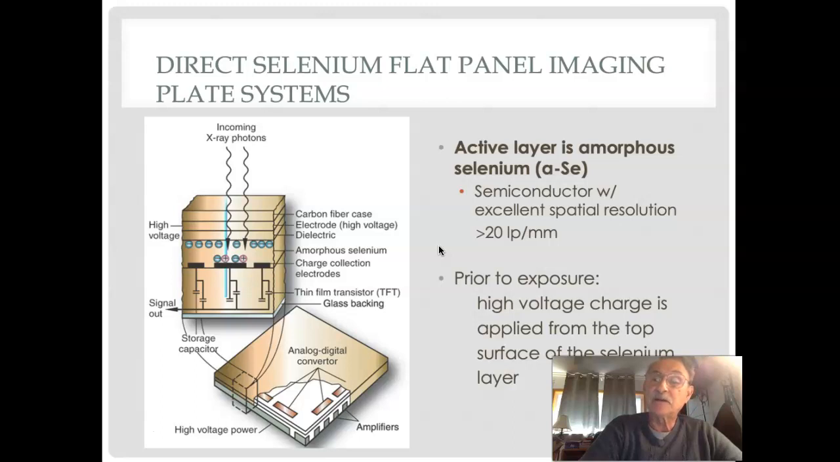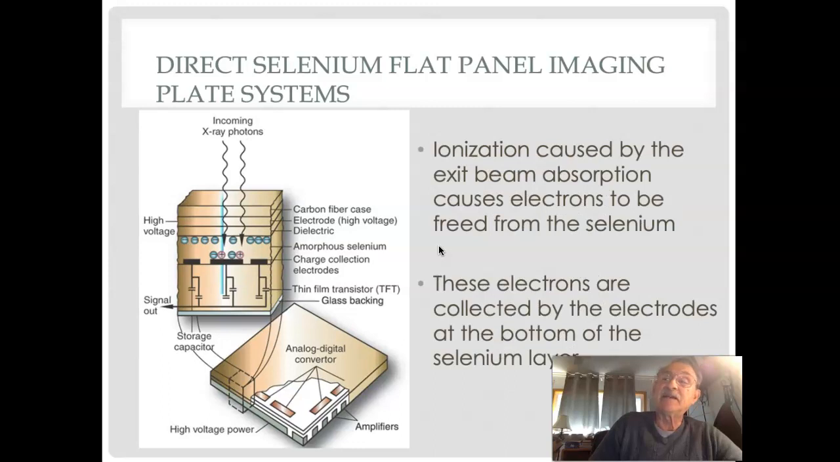Prior to exposure, a high voltage charge is applied to the top surface of the selenium layer, and that makes it ready to receive photons and ready for the process to happen. Ionization caused by the exit beam absorption causes the electrons to be freed from the selenium, and then these electrons are collected at the bottom of the selenium layer, and that represents the amount of exposure that that particular pixel or detector element got.